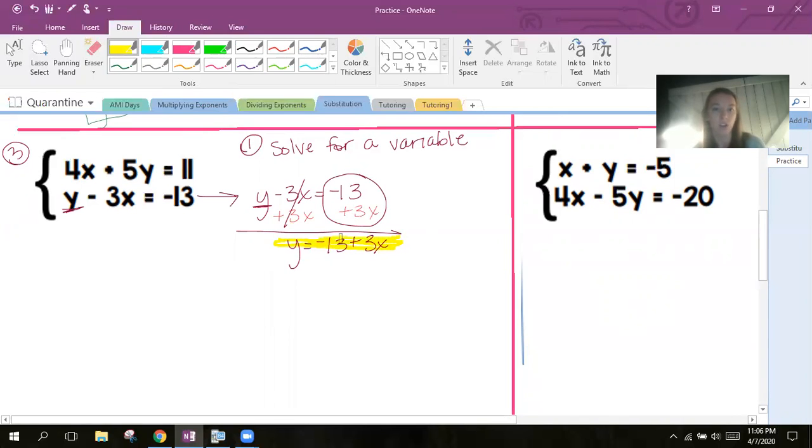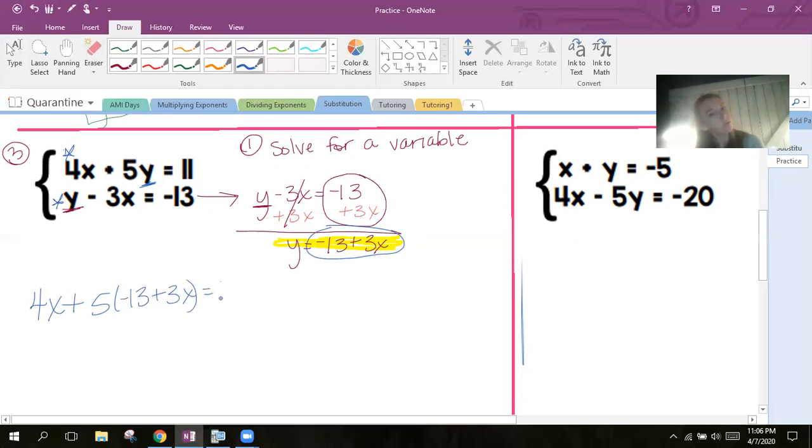So now that I've solved it for a variable, I can just substitute it. Since I solved this one for y, I'm going to substitute it into this equation up here. I'm just going to start off by rewriting it. I have 4x plus 5. Now, there's a y here, so I'm going to replace it with negative 13 plus 3x equals 11.